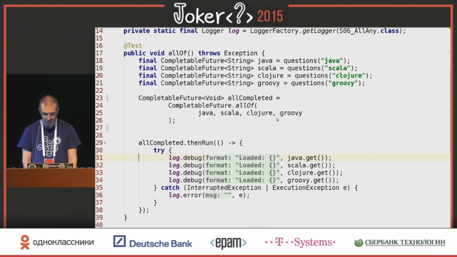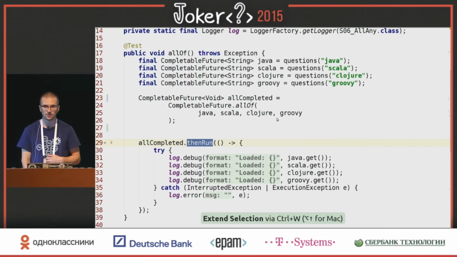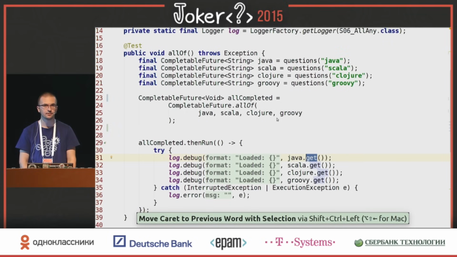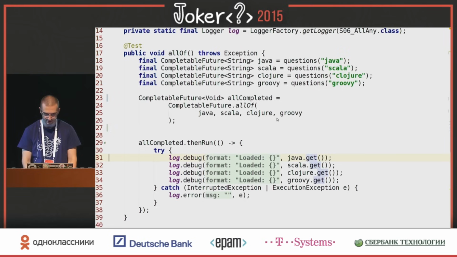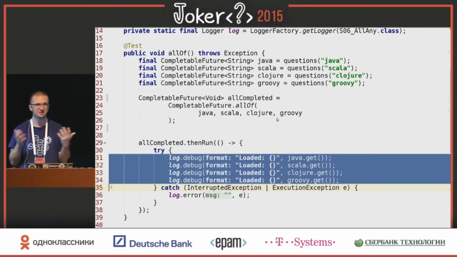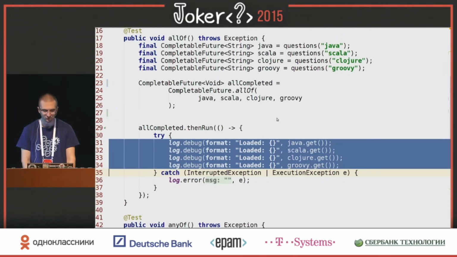You can somewhat work around it if you go for thenRun. thenRun is similar to thenAccept. It's just a callback that is invoked when the future is completed. But the difference is that if you call get here, you are guaranteed that this one is not going to block. Why? Because this callback, the whole thing, is executed when all of the futures are done. So you can safely call get. But this is just a really foolish workaround to some API deficiency.